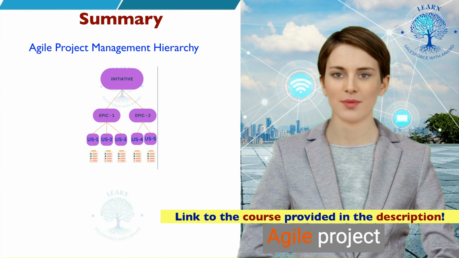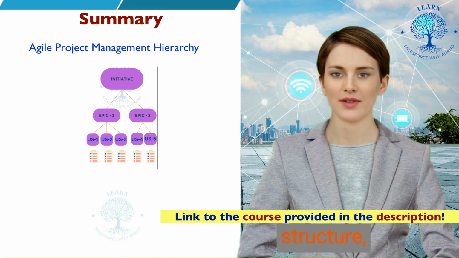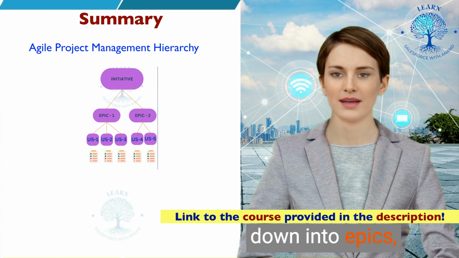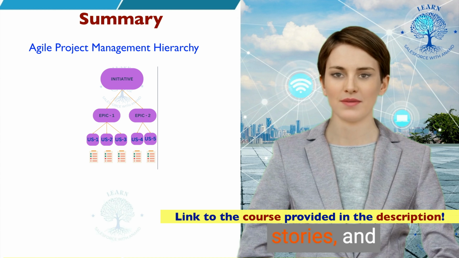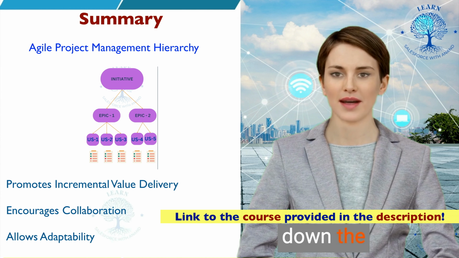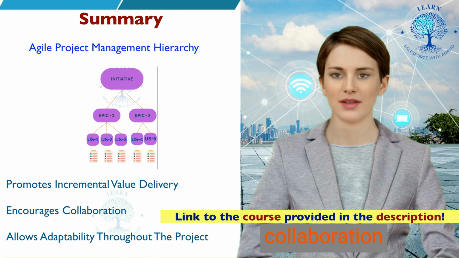In summary, Agile project management follows a hierarchical structure, starting with the broad objectives of an initiative, breaking them down into epics, further refining them into user stories, and finally breaking down the user stories into tasks. This structured approach helps teams focus on delivering value incrementally, promotes collaboration, and allows for adaptability throughout the project.